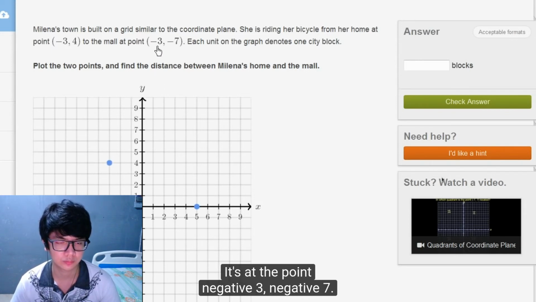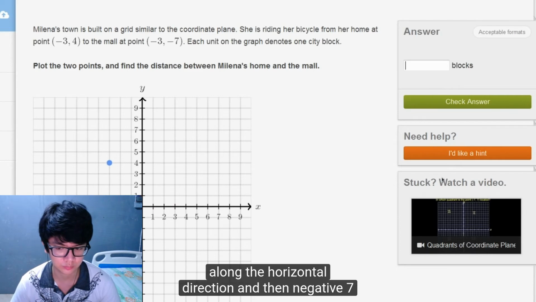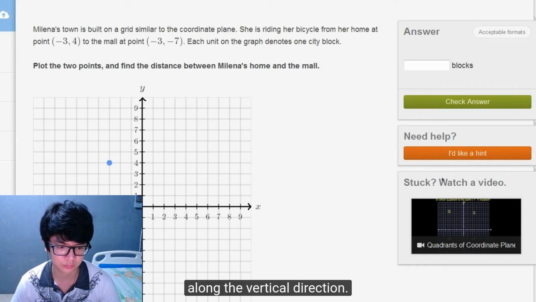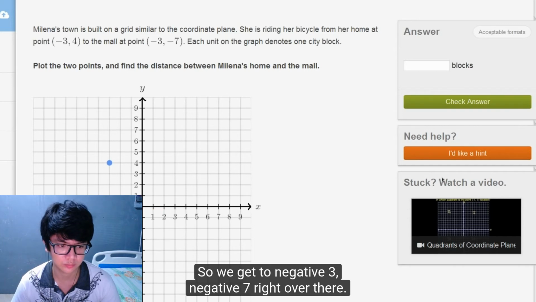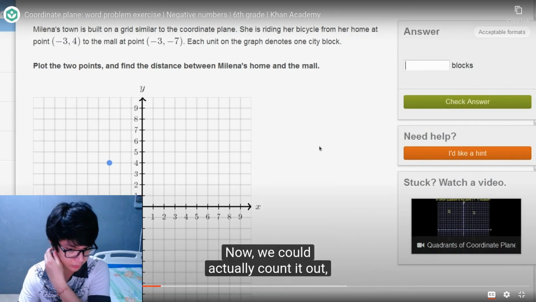It's at the point -3, -7. So we went -3 along the horizontal direction, and then -7 along the vertical direction. So we get to -3, -7 right over there. Now we need to figure out the distance between her home and the mall. And we could actually count it out.